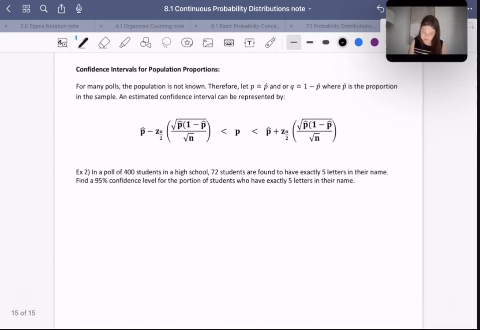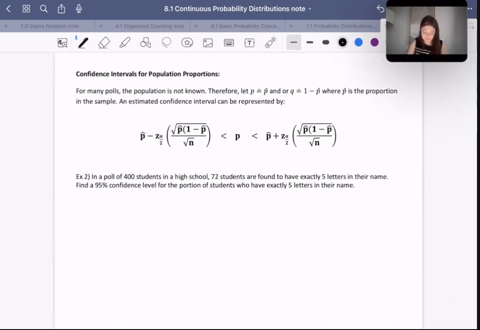Let's move on to confidence intervals for population proportions, because the last one was where we had a sample of 36 cars tested and measured. In this case, let's talk about population proportion. For many polls, the population is not known. Oftentimes we'll only poll some. And therefore, we're going to let p equal approximately p hat, which is our approximation, and q equal to 1 minus p hat, where p hat is the proportion in the sample. An estimated confidence interval can be represented this way.